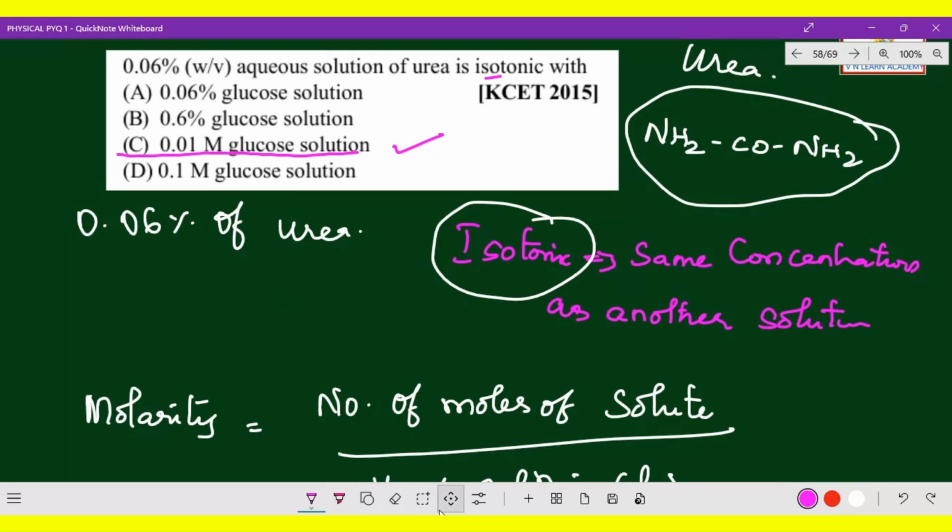See, this is a concept. If you are identifying the concept, you can solve any number of questions related to it. The value may be changed, but the concept is the same. Come on, let's go to the next question.